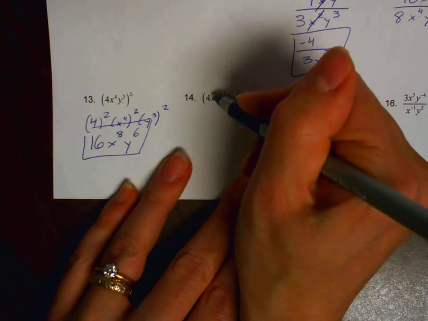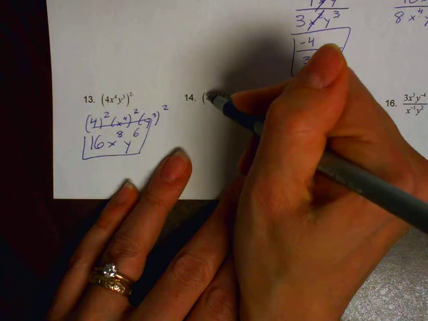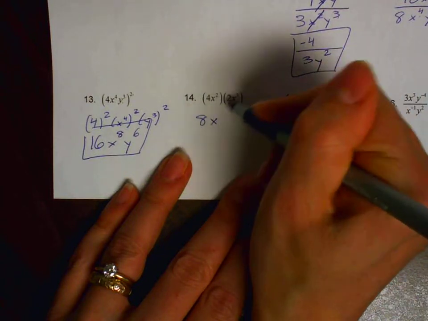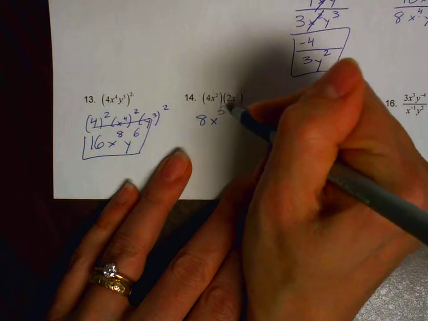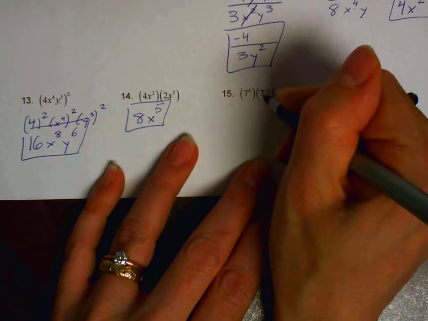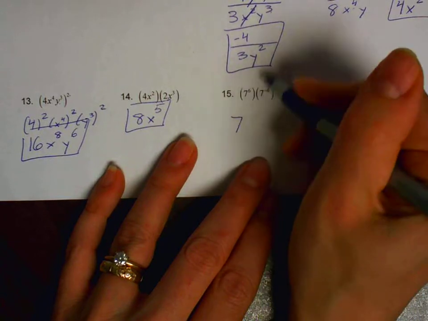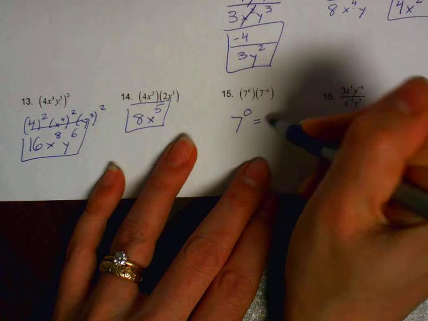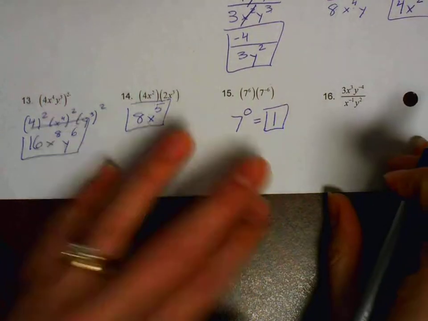Number 14, I multiply number part times number part, so 4 times 2 is 8. And then on these, I keep the base and I add the exponents. So 2 plus 3 is 5. Again, 15, I keep the base and I add the exponents. 6 plus negative 6 is 0, and anything to the 0 is 1.